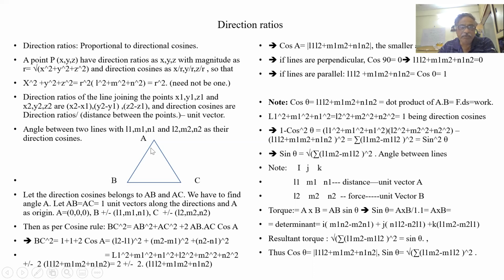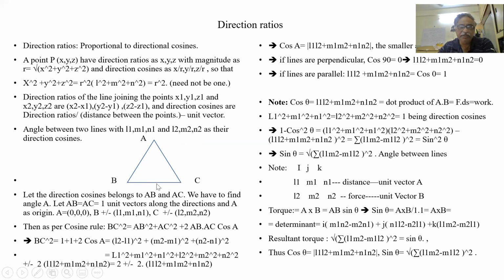Let us say we have to find out the angle A between AB and AC. The direction cosines of AB are L1, M1, N1. The direction cosines of AC are L2, M2, N2. Now we want this angle. So we know that in a triangle, BC square is equal to AB square plus AC square minus 2 AB AC cos A. So you substitute here.